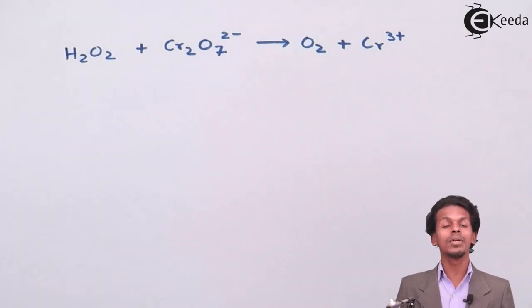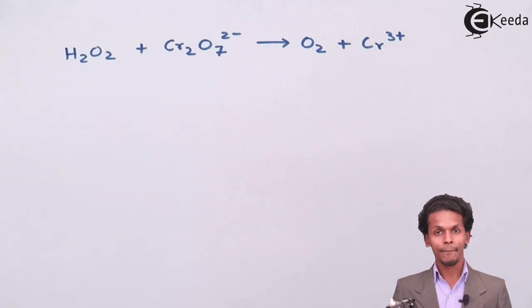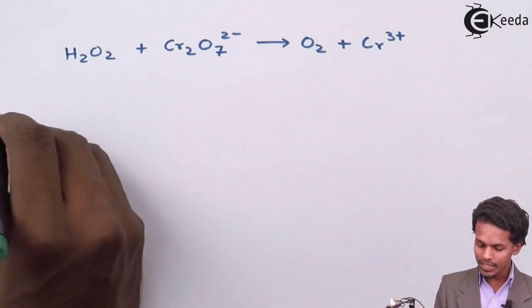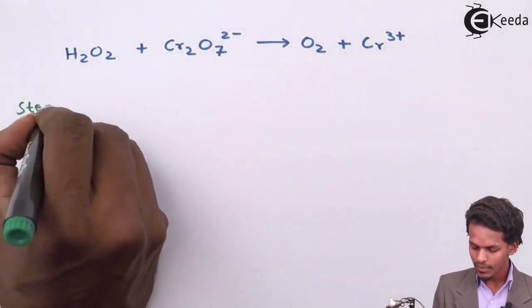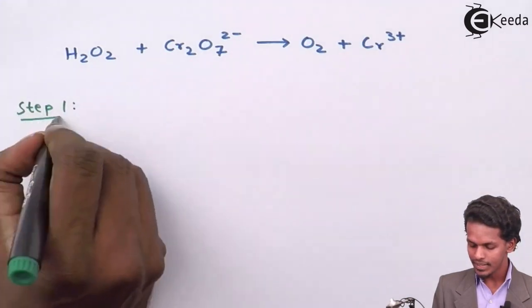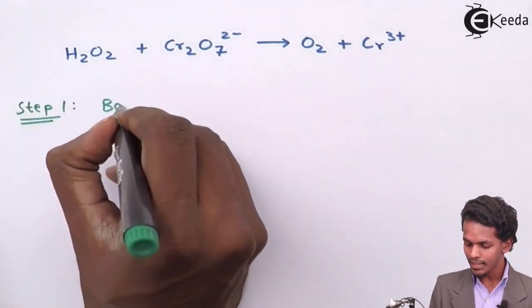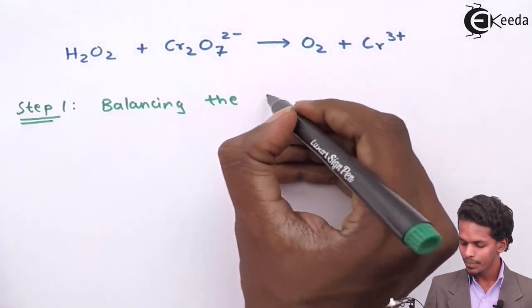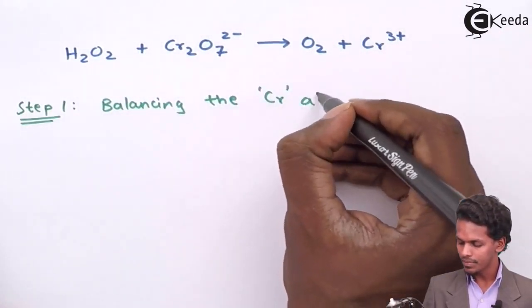We don't need to mention the balancing of oxygen and hydrogen in the first step. So the first step in this case would be balancing the chromium. I could name this step number 1 as balancing the chromium atoms.